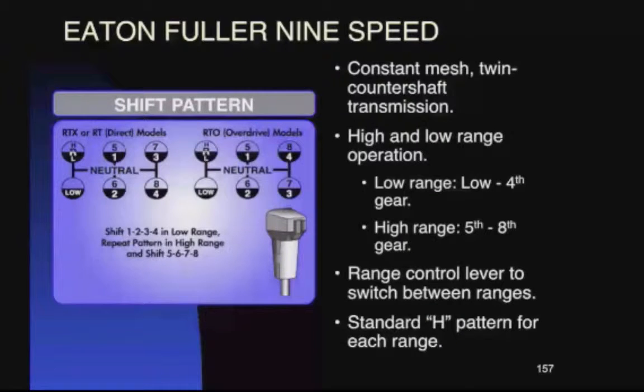Eaton-Fuller 9-speed transmission. High and low range operation. Low range is low gear through 4th gear. High range is 5th gear through 9th gear. Range control lever to switch between ranges. Standard H pattern for each range.